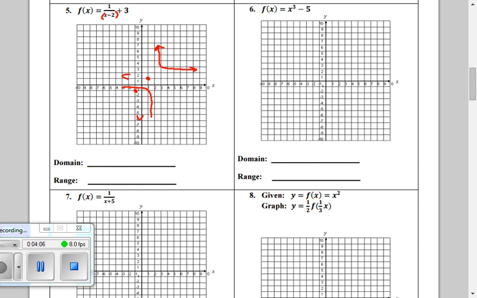Up 1, 2, 3. And then I just need to figure out where those asymptote lines are, and they are running right here and running right there. And I get closer and closer to them and never touch them. So there is my moved graph.